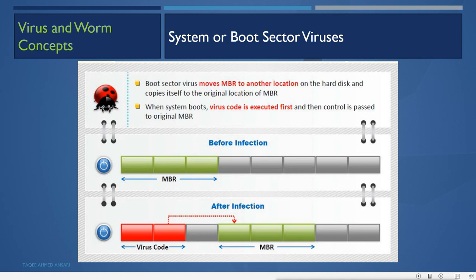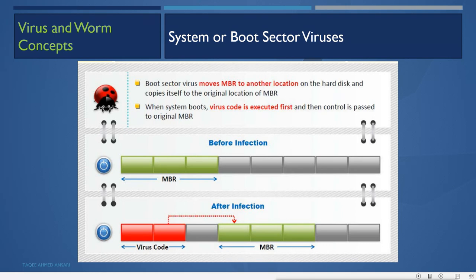First, the boot or system or boot sector virus. This virus is called a boot sector virus. It moves the MBR to another location on the hard disk and copies itself to the original location of the MBR. Now what is the MBR? MBR is the master boot record. When our system starts, our operating system stores a bootable file in the MBR space, and that MBR space has the bootable file. Now what does this virus do?